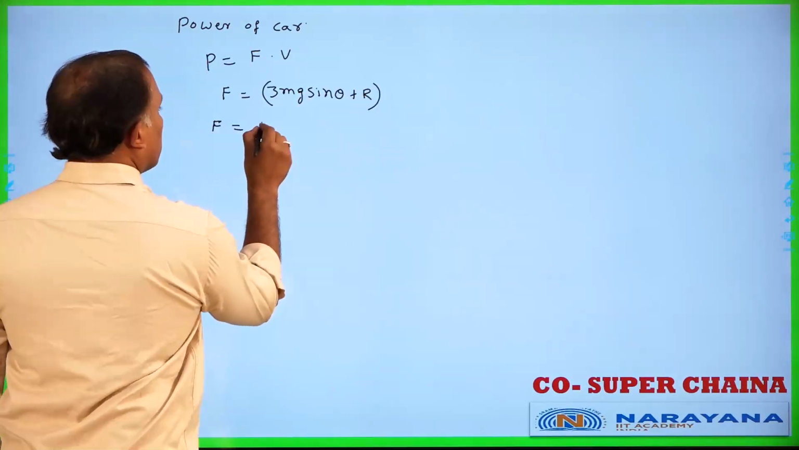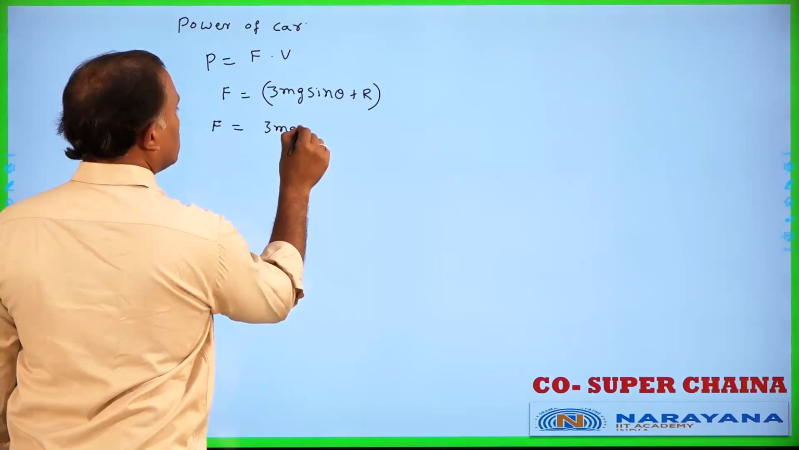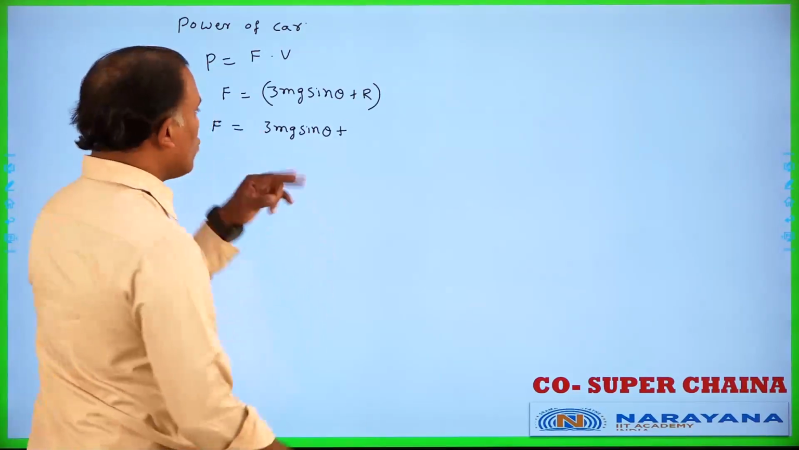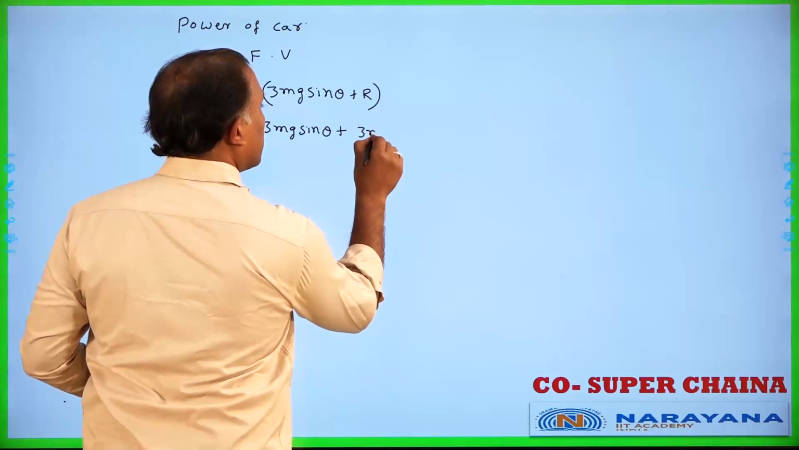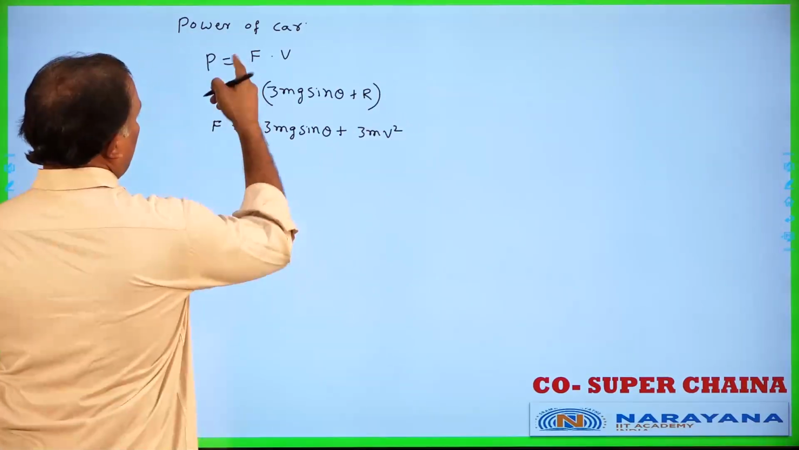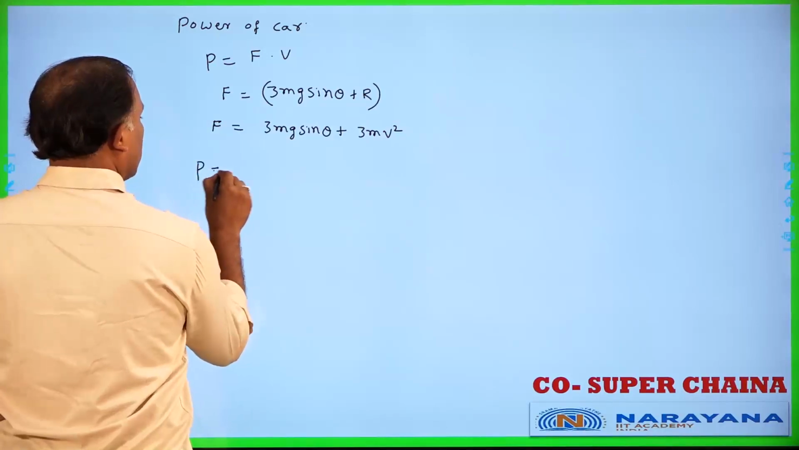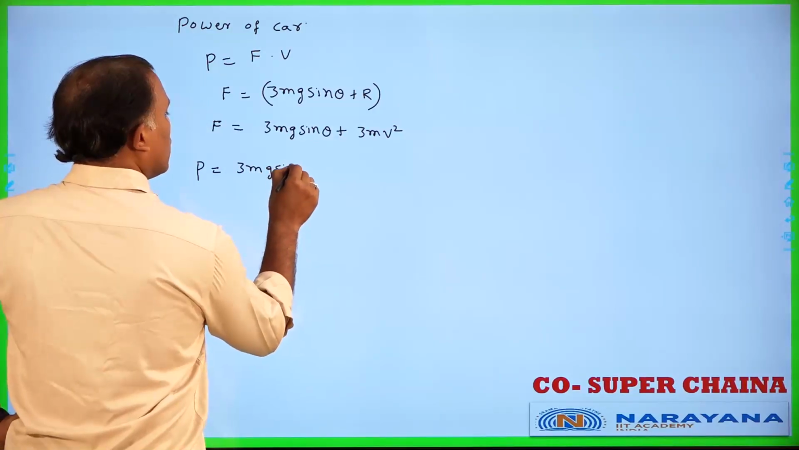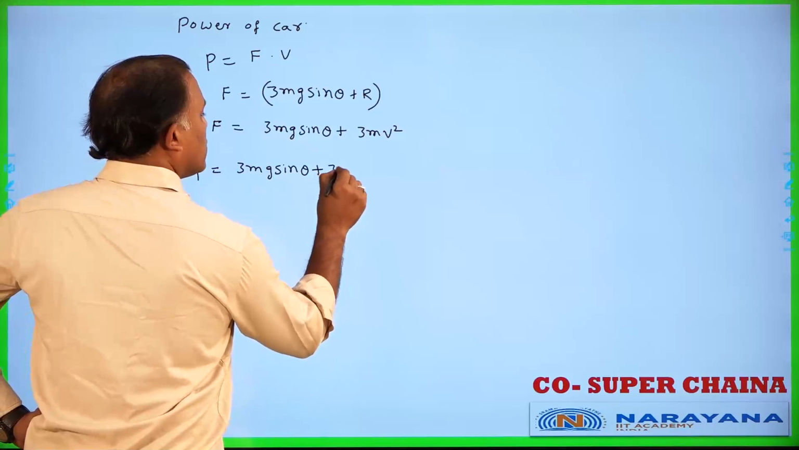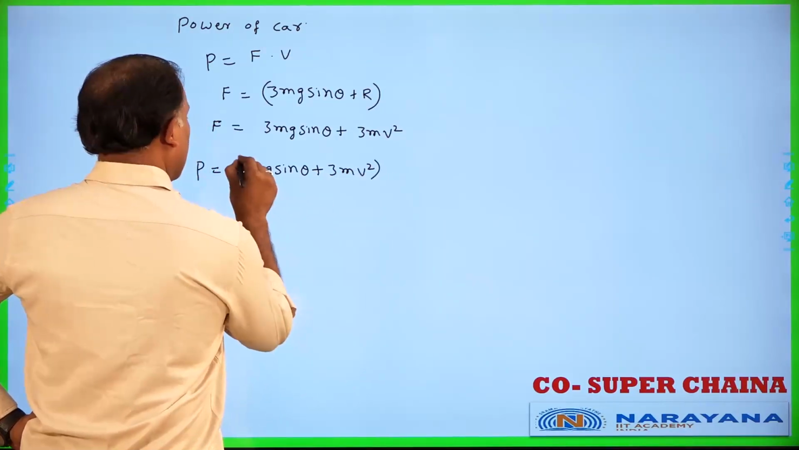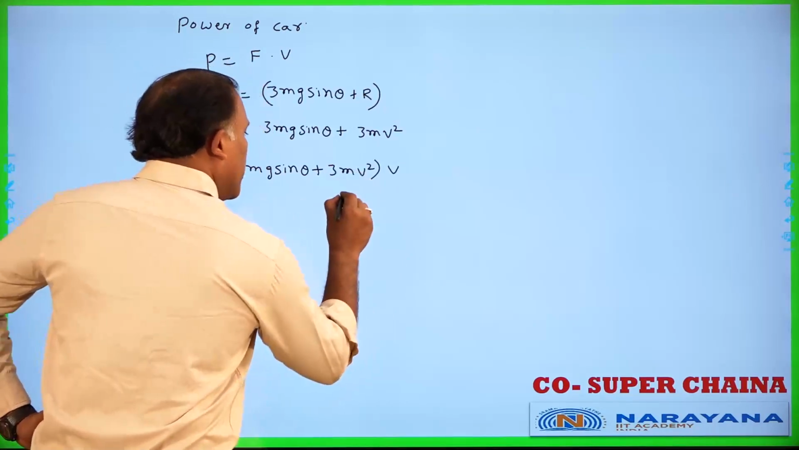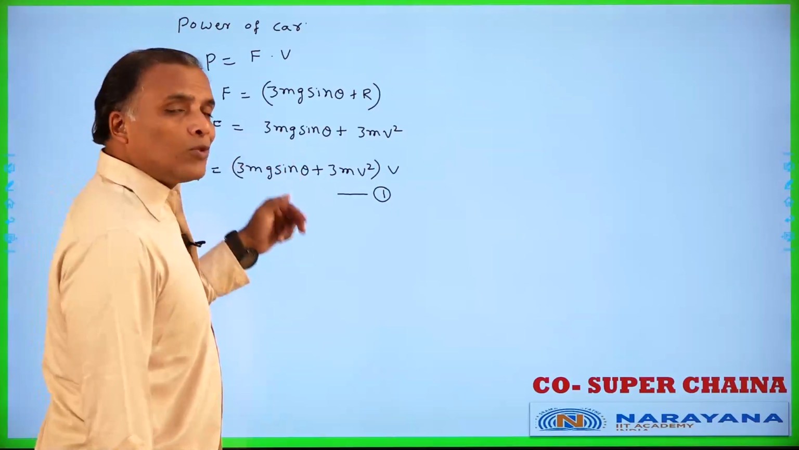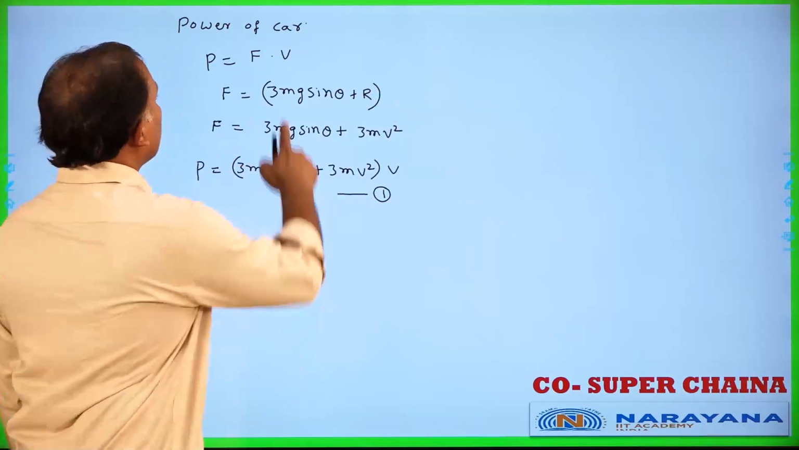So I can write F equal to 3mg sine theta plus, now what is the total mass? 3m is the total mass to pull upward. So that is 3mv square. Now I am substituting that. Then power is equal to 3mg sine theta plus 3mv square, into v. Let me take this as equation 1. That is when the car is pulling the trolley, including the trolley, upward with velocity v.